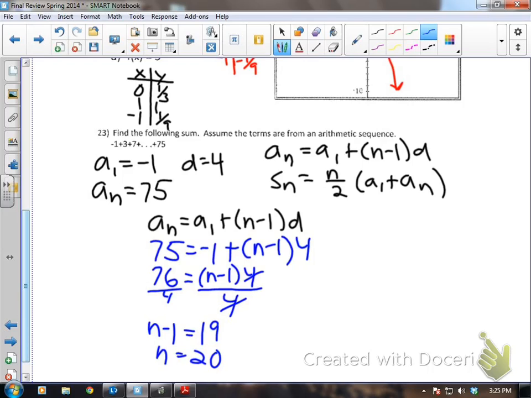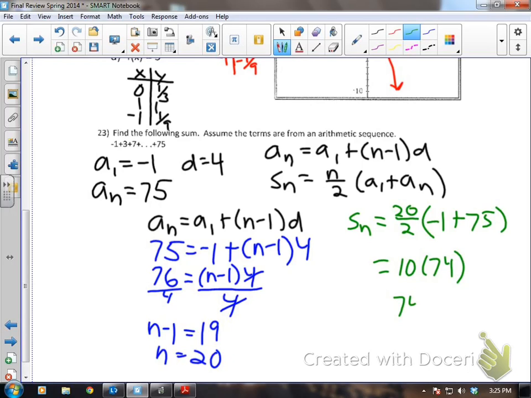Okay, so now I can go back to my summation equation, and I can plug in all the values that I know in order to figure out what the sum of this arithmetic sequence is. So I've got s sub n, the sum, is equal to n. I now know that n is 20, divided by 2, times a sub 1, which is negative 1, plus a sub n, which is 75. Okay, so we'll just simplify this. So 20 divided by 2 is 10, and negative 1 plus 75 is 74. And so that gives me 740.